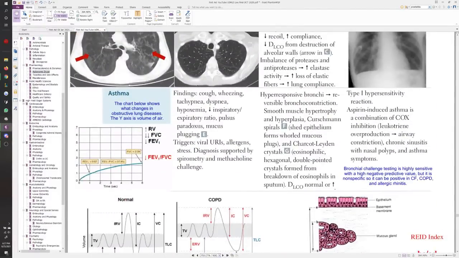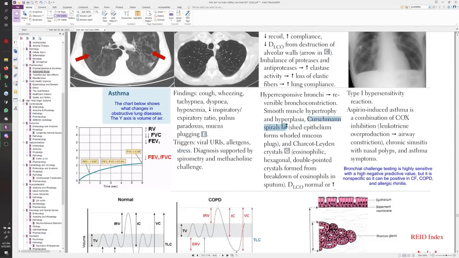So here in step 1, they just told you, findings: cough, wheezing, tachypnea, dyspnea, hypoxemia, some reduced inspiratory to expiratory ratio, pulsus paradoxus, mucus plugging, and these are all things that you may see. Triggers include viral upper respiratory infections, allergens, even stress. Diagnosis is supported by spirometry and the methacholine challenge test, as we saw. Patients have hyperresponsive bronchi, leading to reversible bronchoconstriction. There's smooth muscle hypertrophy and hyperplasia.